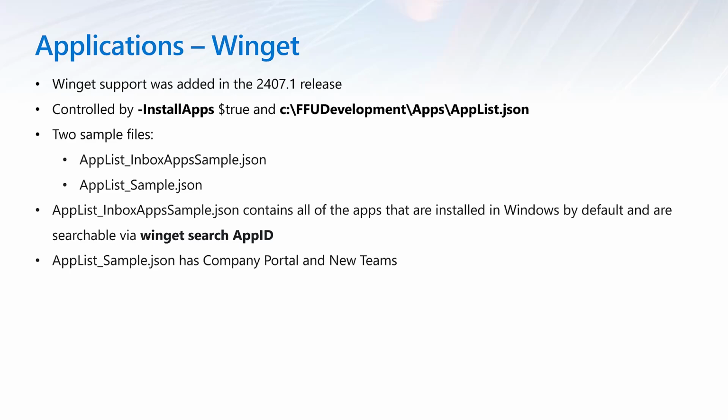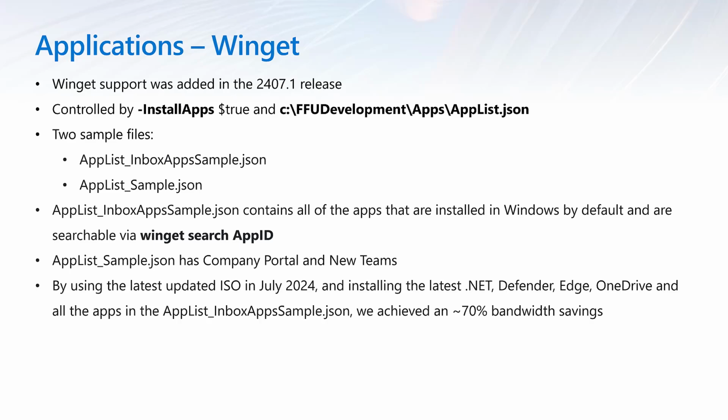Now, the sample.json has just the company portal and new Teams. Now, you can create whatever applist.json file you want with all the different apps that you want to include. That's your prerogative. We've just given you a couple of sample files here to show what's possible. So by using the latest updated ISO in July of 2024 and installing the latest .NET, Defender, Edge, OneDrive, and all of the apps that are in that inbox apps sample.json file, we achieved a 70% bandwidth savings against just a stock, the latest July 2024 ISO with no additional updates to it.